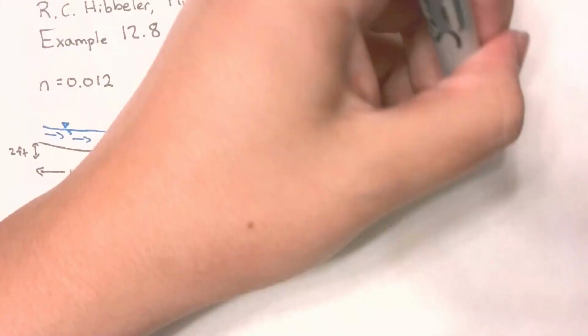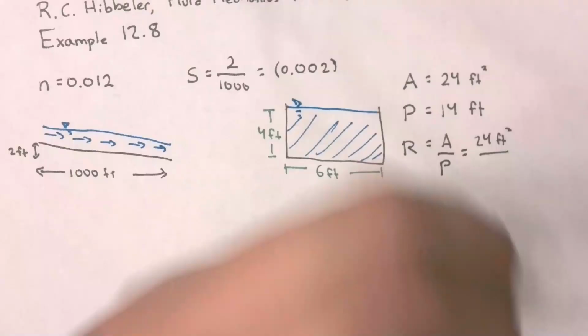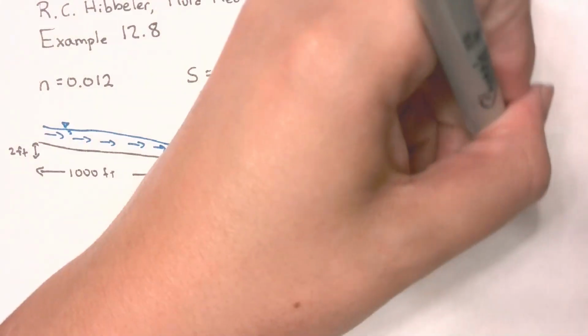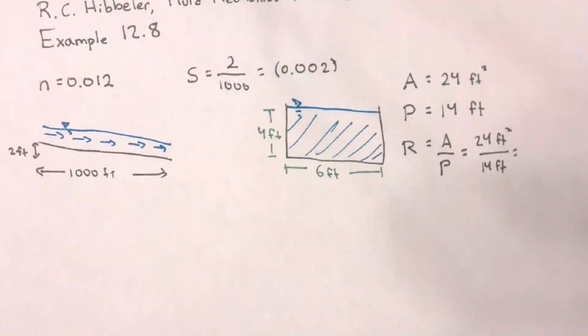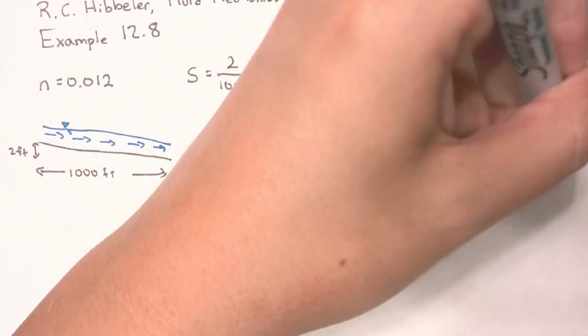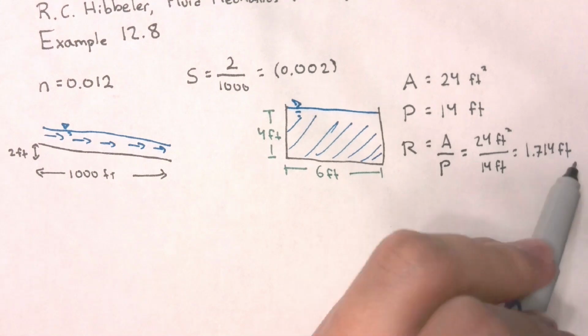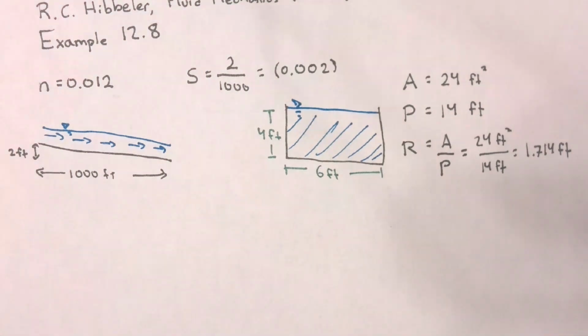So the area is 24 square feet. The wetted perimeter is 14 feet. 24 divided by 14 is 1.714. Square foot over foot cancels out, so we end up with 1.714 feet. Good. So we did it. Thank you, anyone who participated.